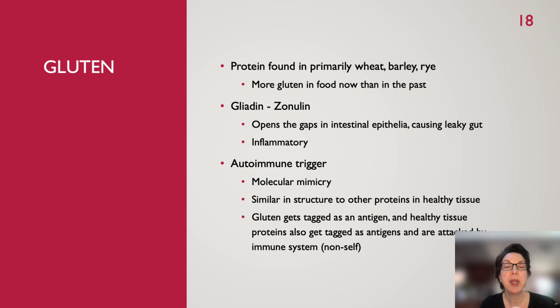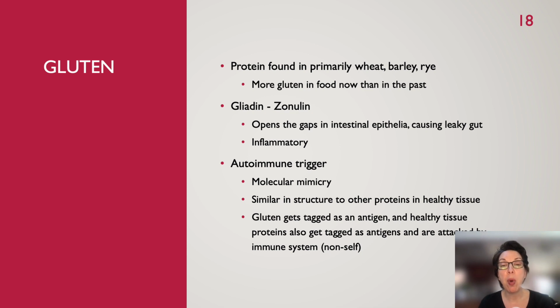So now we'll start talking about gluten. And gluten is a protein that's found in wheat, barley, or rye, among other things. But of note, there is more gluten in food now than there has been in the past. And this is as a result of processing. And gluten is the protein that makes bread and baked goods squishy and soft.